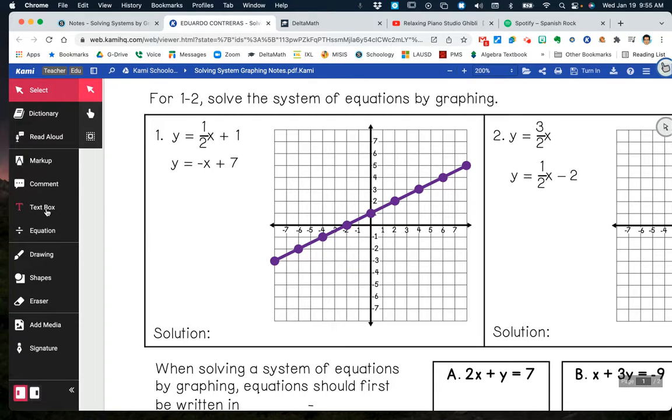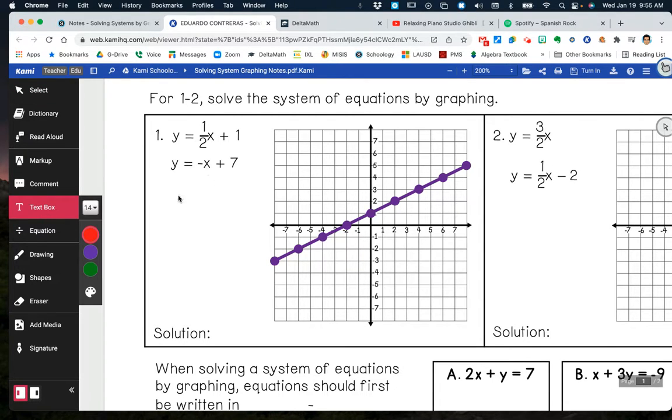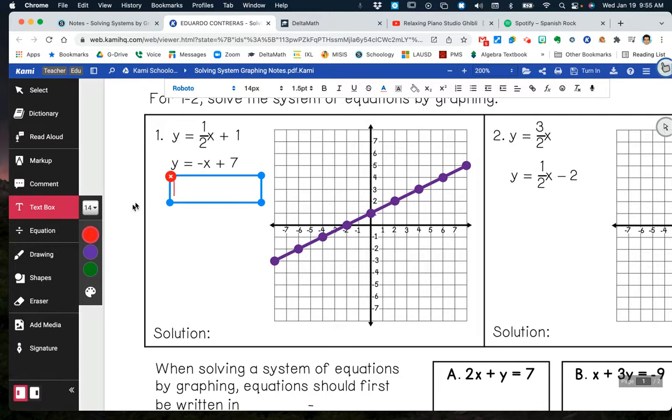Now let's talk about our second line, the slope and the y-intercept for this line. Okay, let's start with the slope. So for this second line, it's y equals -x plus 7.